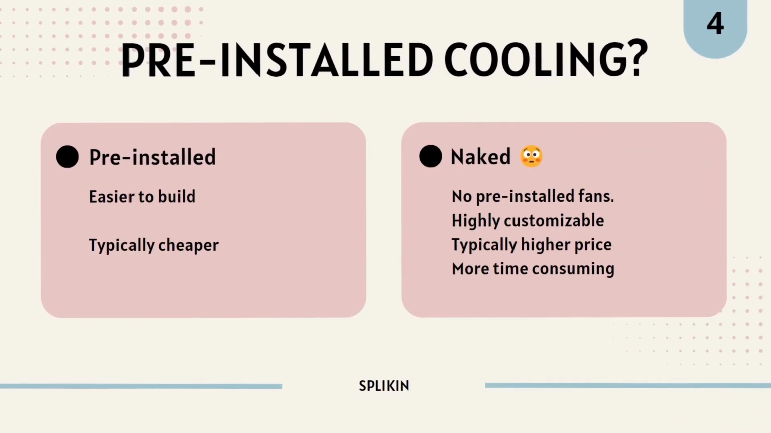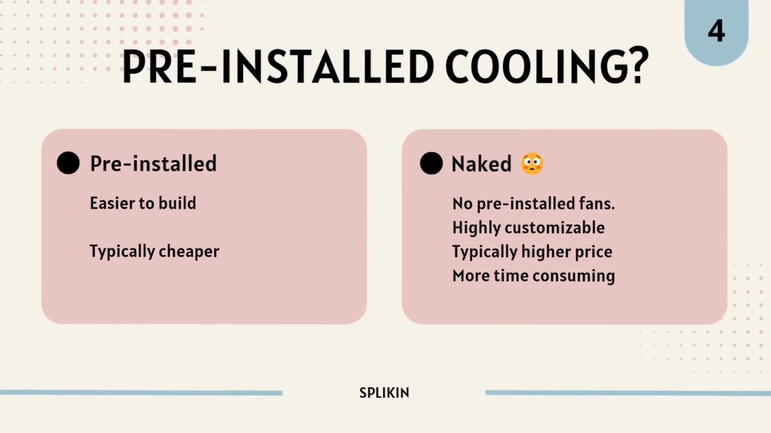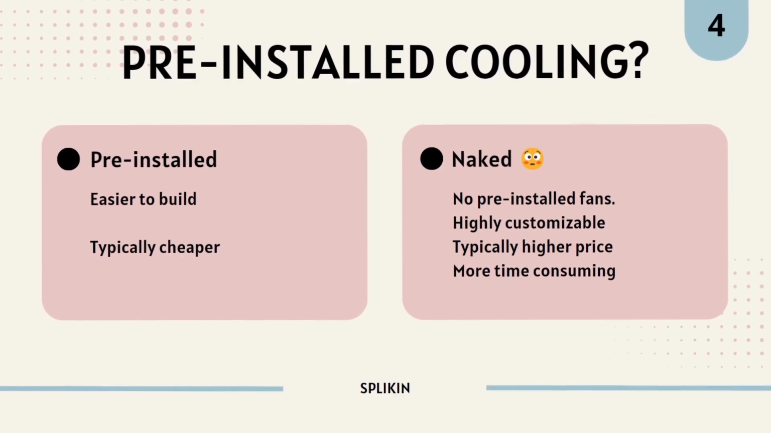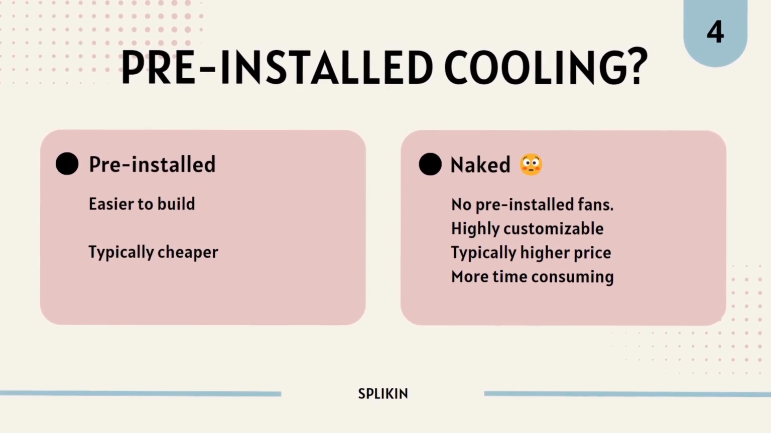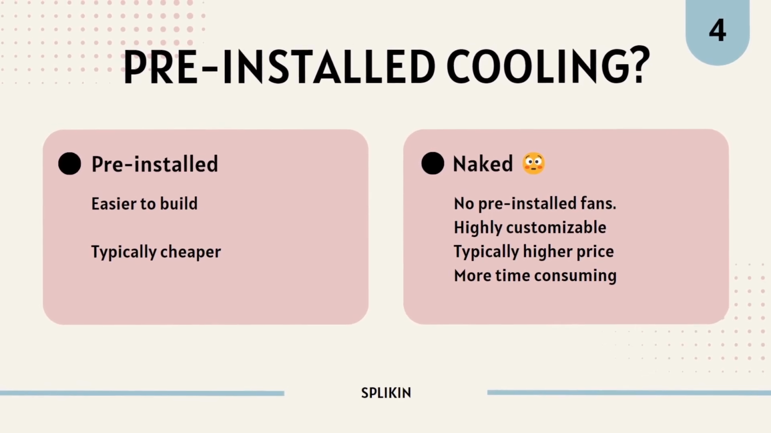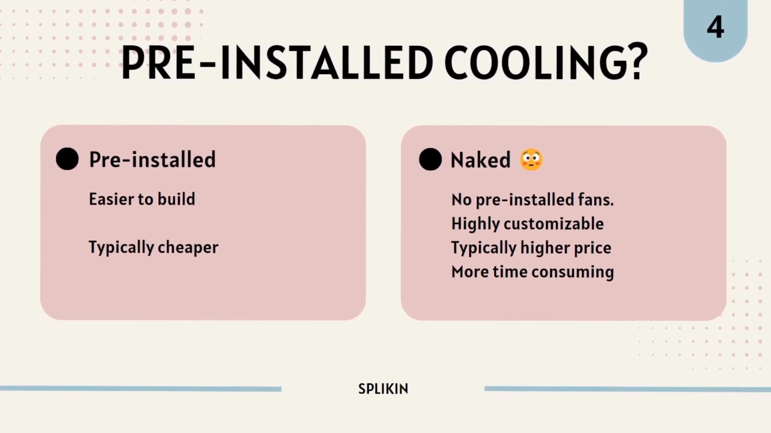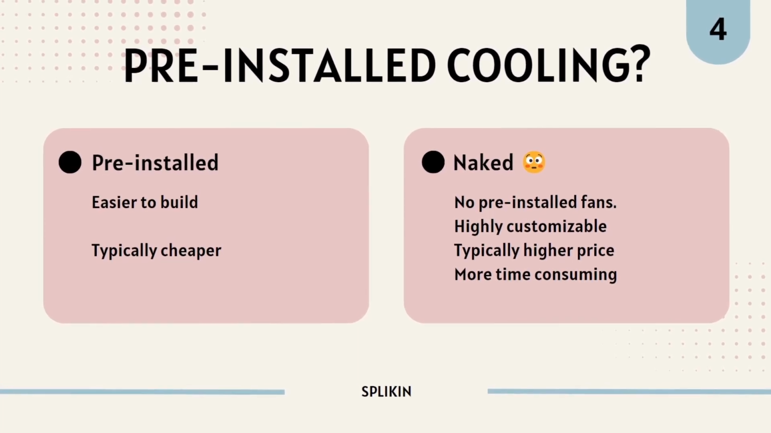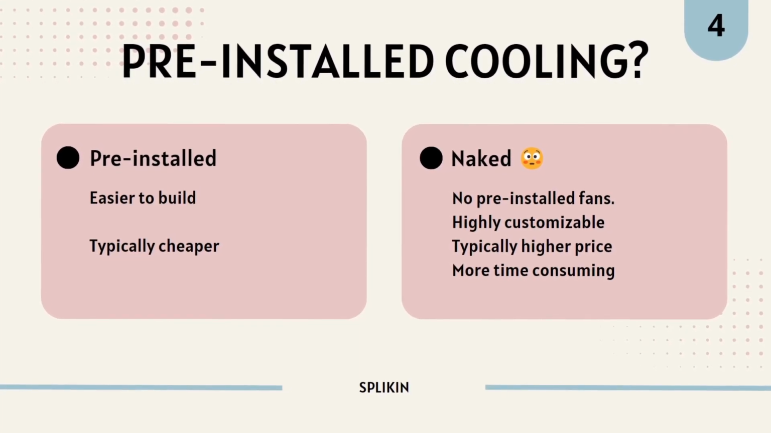Some cases come with pre-installed cooling. For example, mine came with 3 120mm fans on its front. You'll have an easier time building cases that come with pre-installed cooling, and they typically come cheaper as well. With a naked case, there will be no pre-installed fans, but it is more customizable, giving you more agency to control how cooling is operated.